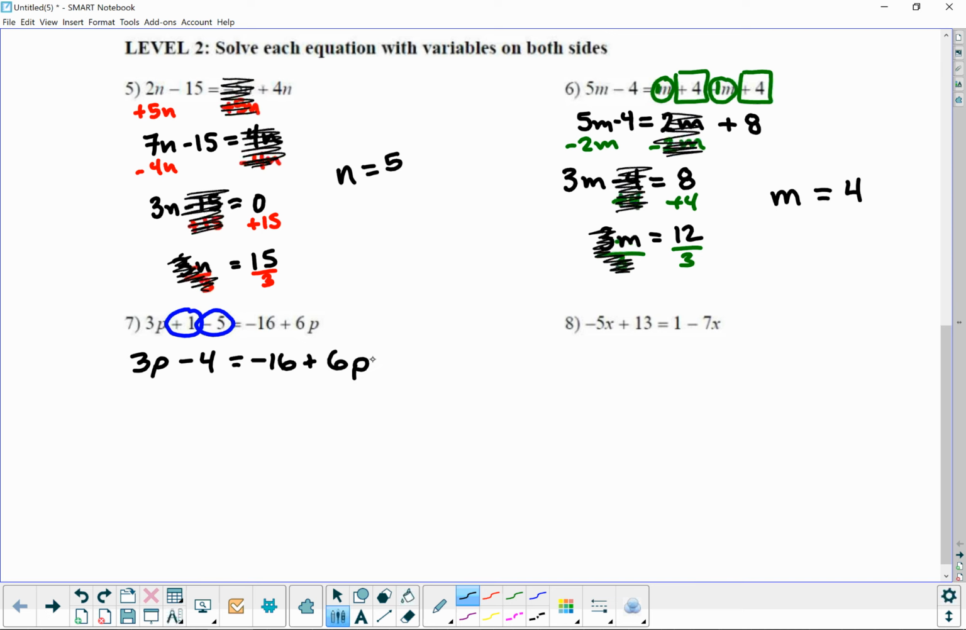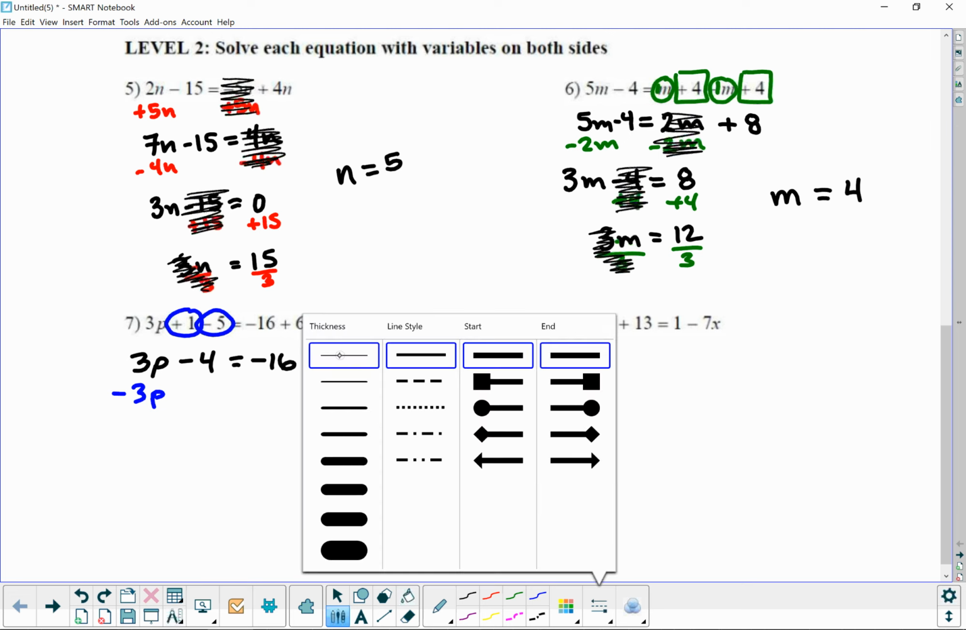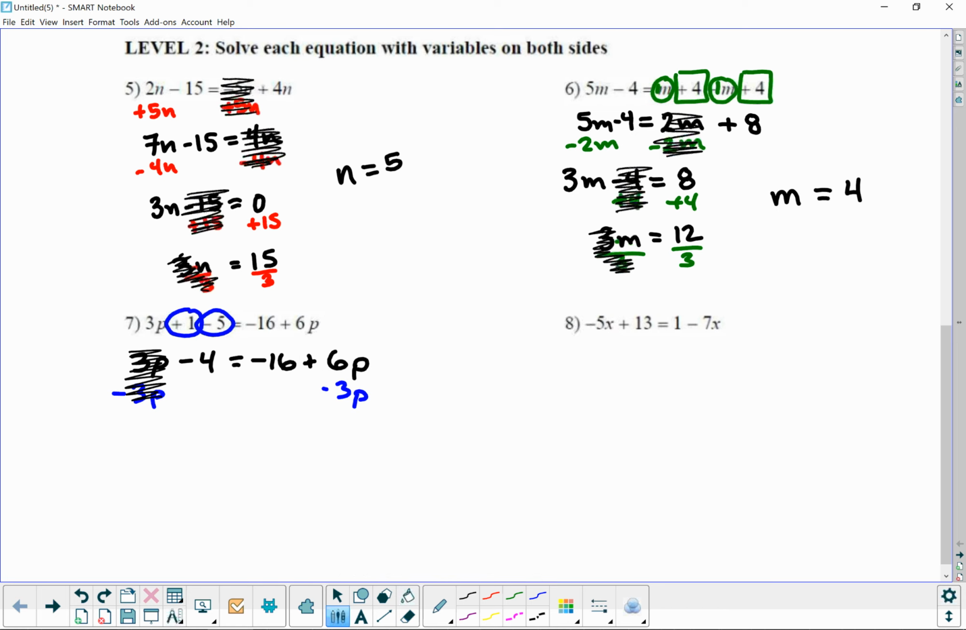Okay. Now again, I'm going to look at which one's bigger, the variables, the 3p or the 6p. The 6p is bigger, so I'm going to utilize the 6p, which means I don't need the 3p. So I'm going to do minus 3p and minus 3p. That's going to cancel out the 3p and negative 3p. That gives me 6 minus 3p is 3p. Copy down the rest, so minus 4 equals minus 16 plus 3p.